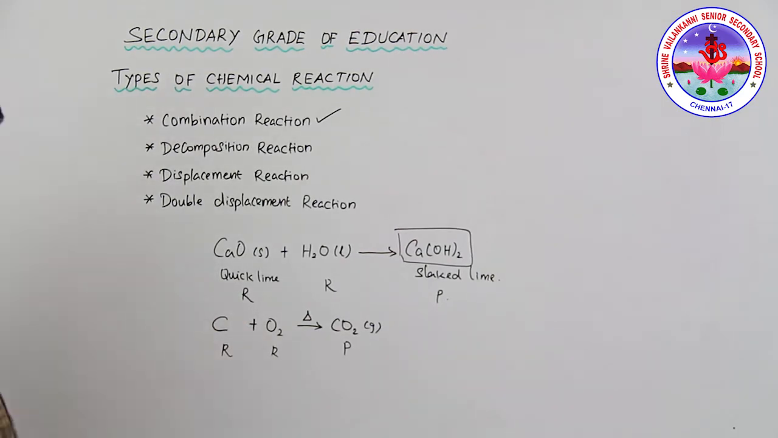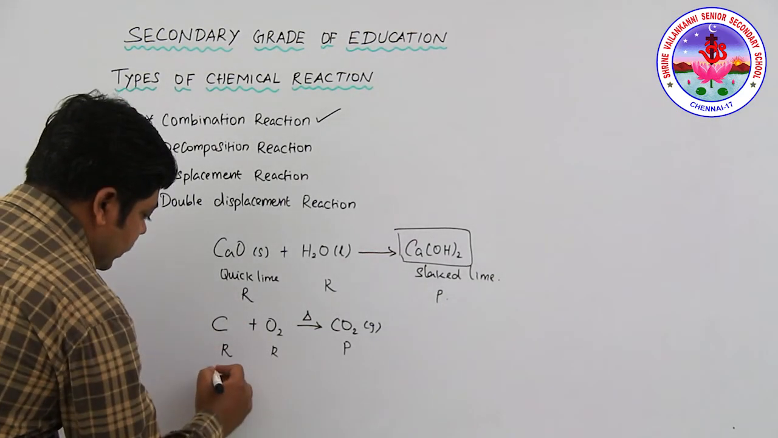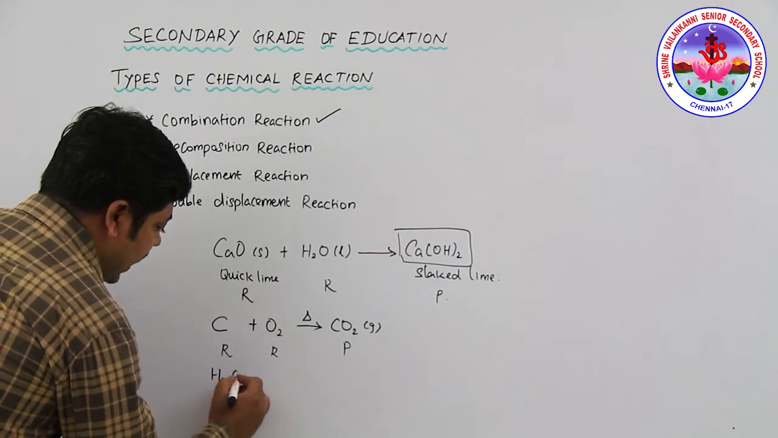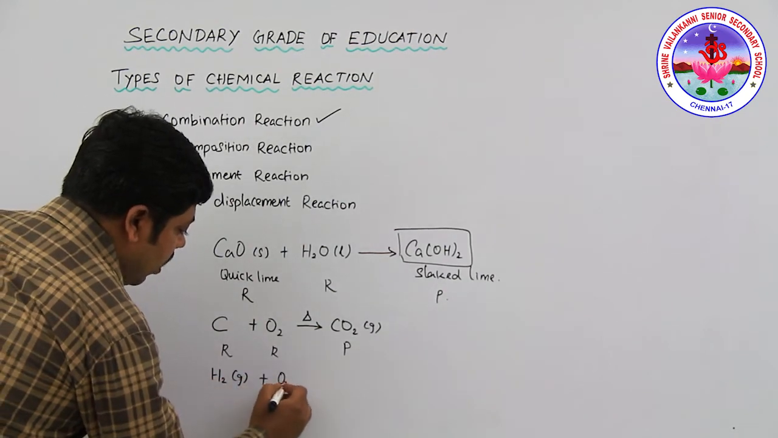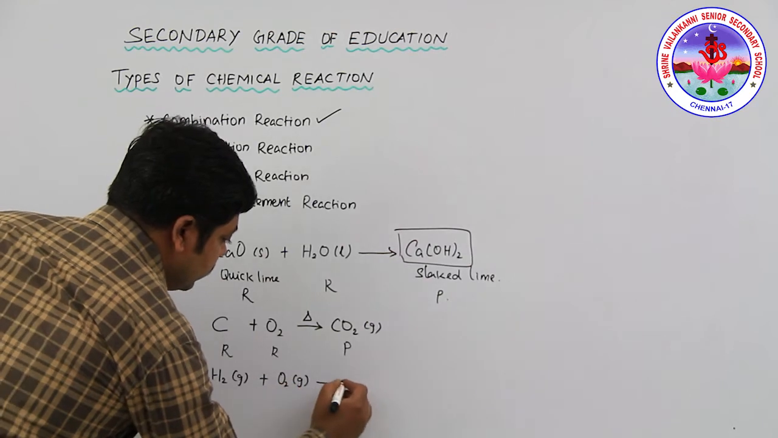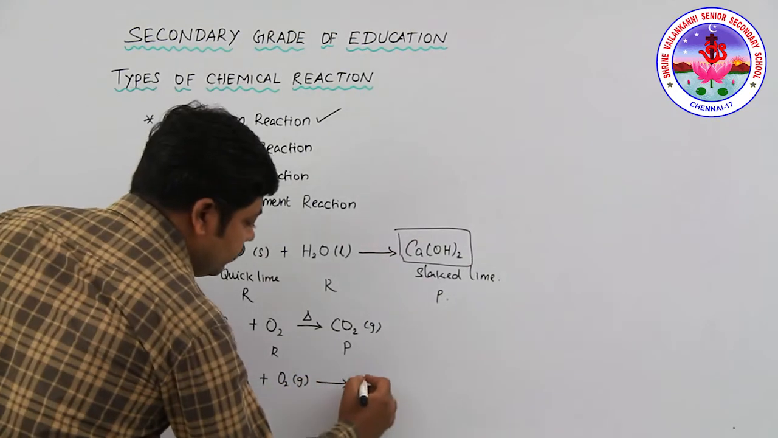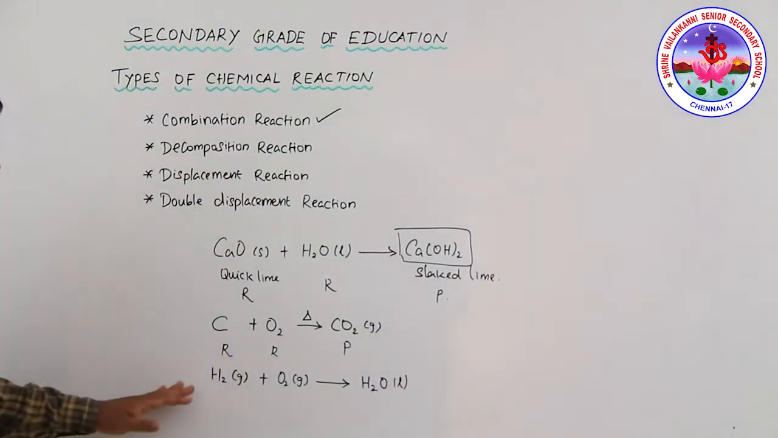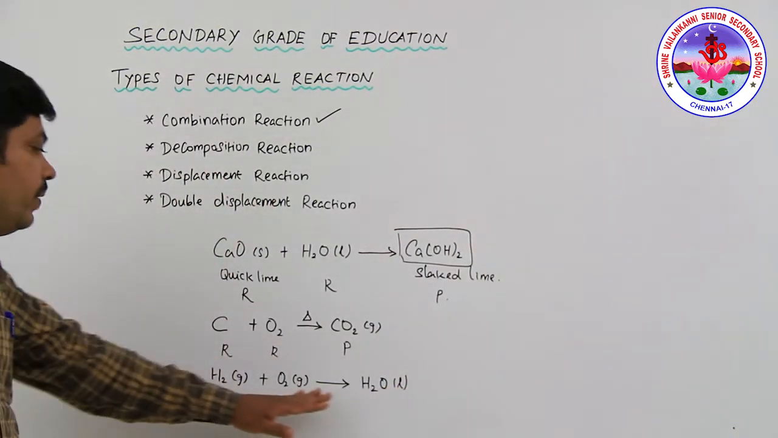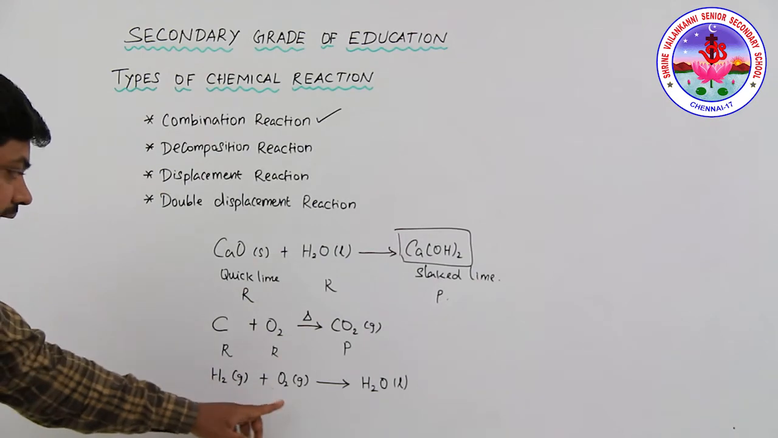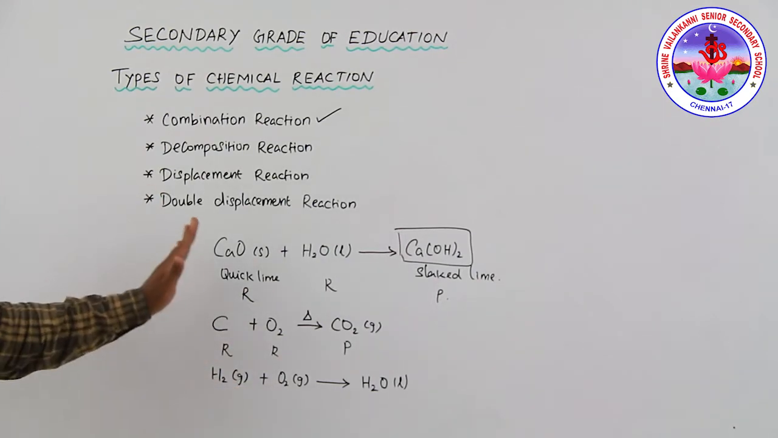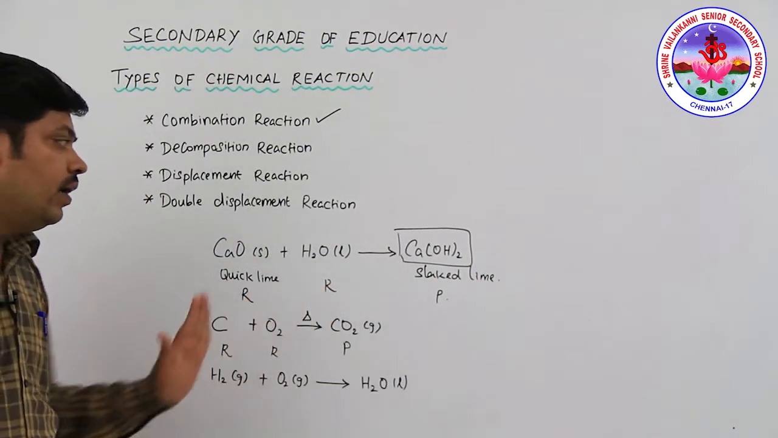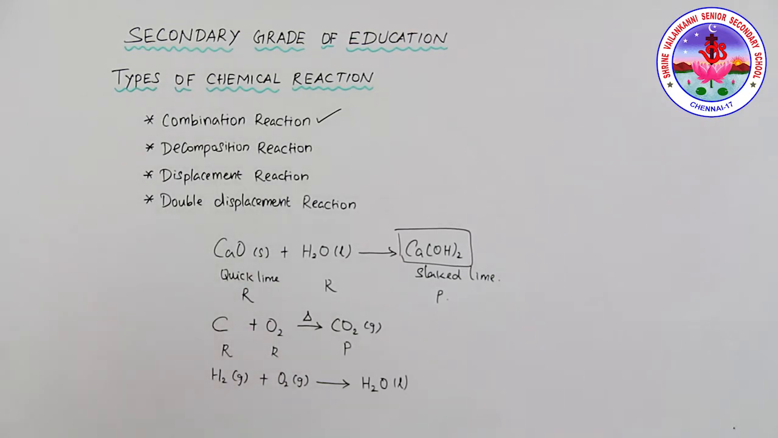Then formation of water, that is hydrogen gas reacts with oxygen gas to form water. So this is also one of the examples of the combination reaction. Here also 2 reactants. The definition is that 2 reactants giving a single product is called a combination reaction.